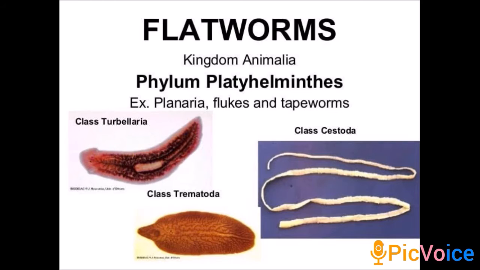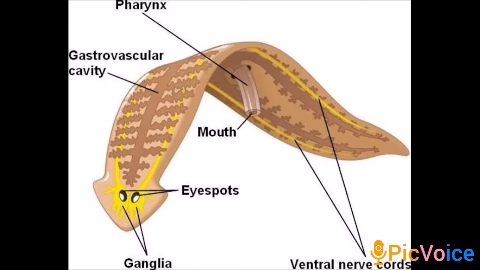Next phylum is Phylum Platyhelminthes. These Platyhelminthes have flattened body structures, that is, on both the dorsal side and ventral side the body will be compressed and flat. That is why they are called flatworms. These flatworms are endoparasites.